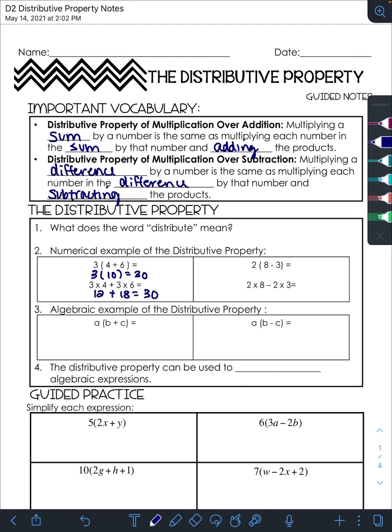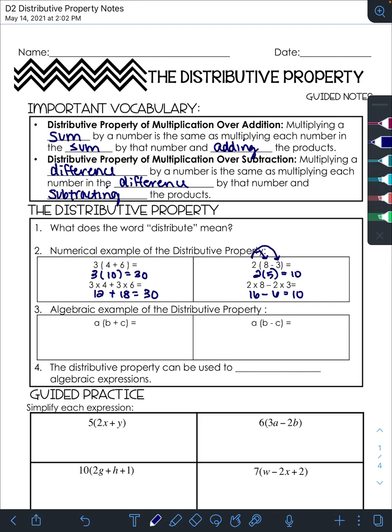The subtracting one is saying if I do 2 times 8 minus 3, which is 5, that gives me 10. 2 times 8 is 16, minus 2 times 3 is 6, 16 minus 6 is 10. So whether I add or subtract inside the parentheses first and then multiply by the number on the outside, I'm doing the same thing as handing out this 2 times the 8 minus the 2 times the 3. It gives me the same thing.